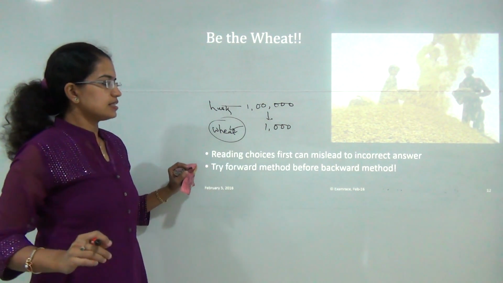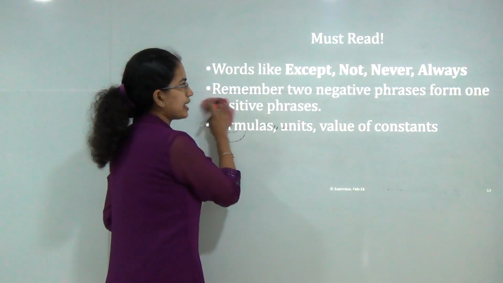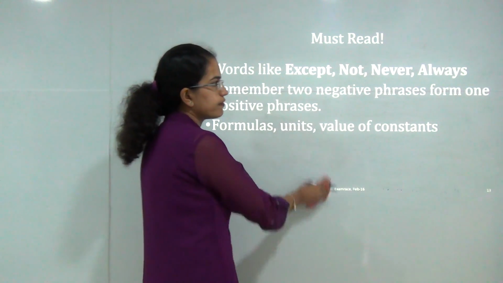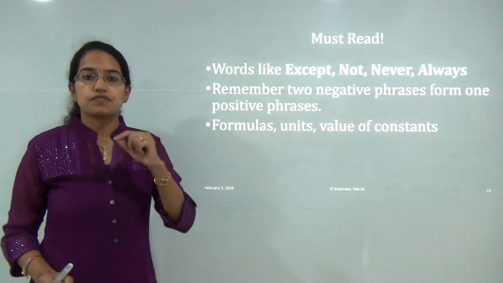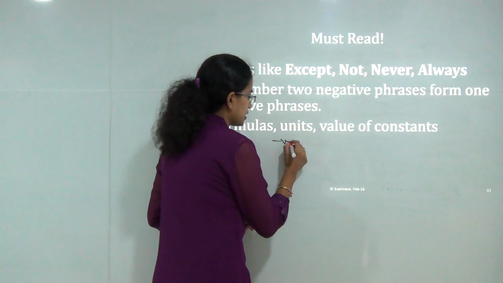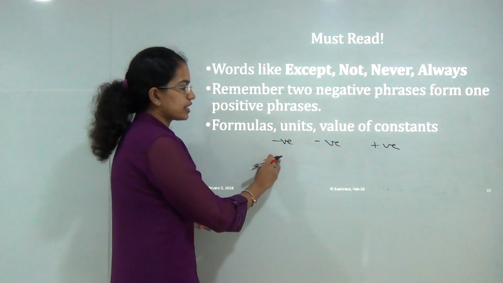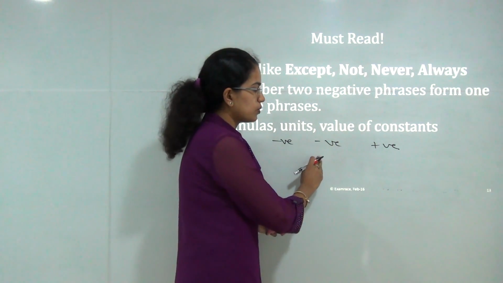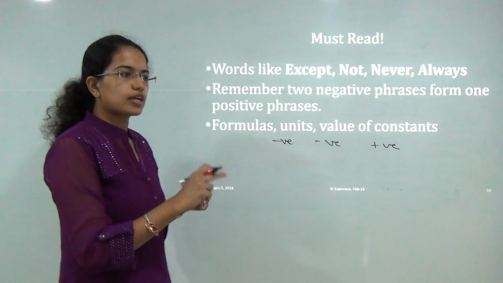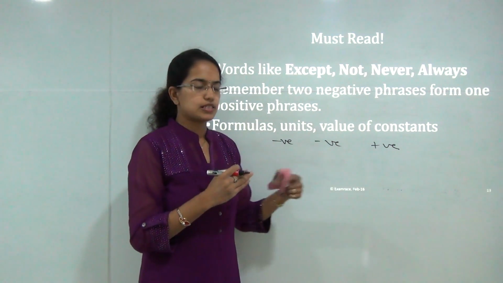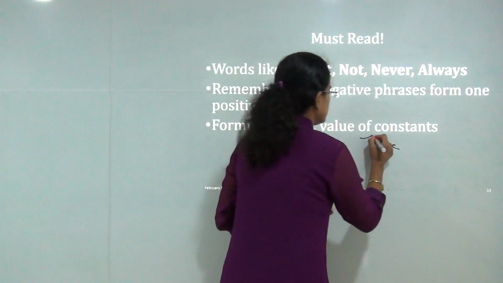So what happens is, try the choices that suit you best. Watch out for words like except, not, never, always. If there are two negative phrases, it would lead to a positive statement. So negative becomes positive. For example: which of the following does not lead to a non-food producing organism? That means you are talking about an organism which is producing food by itself. So that means you are talking about green plants. That is an example of negative becoming positive.